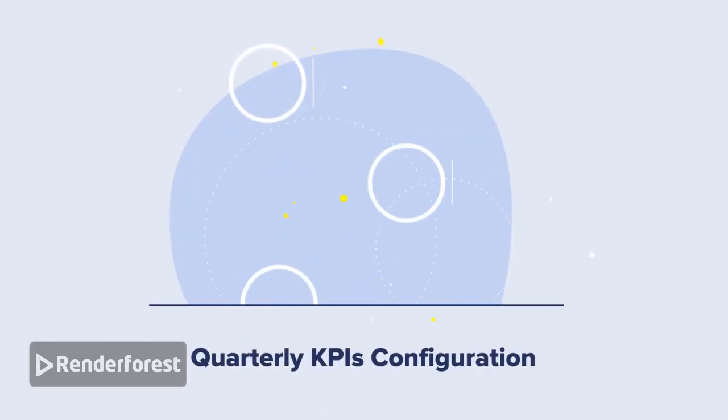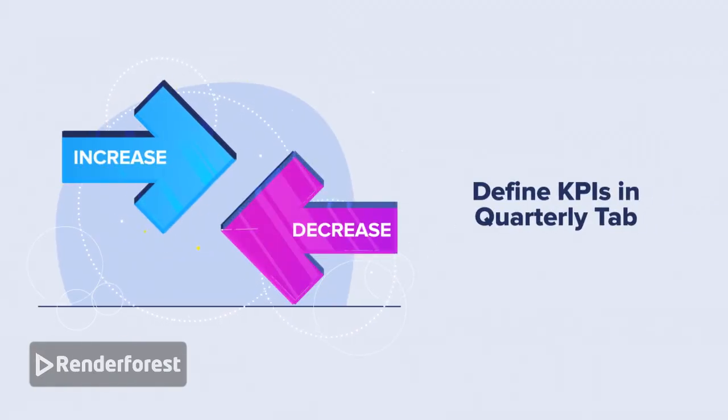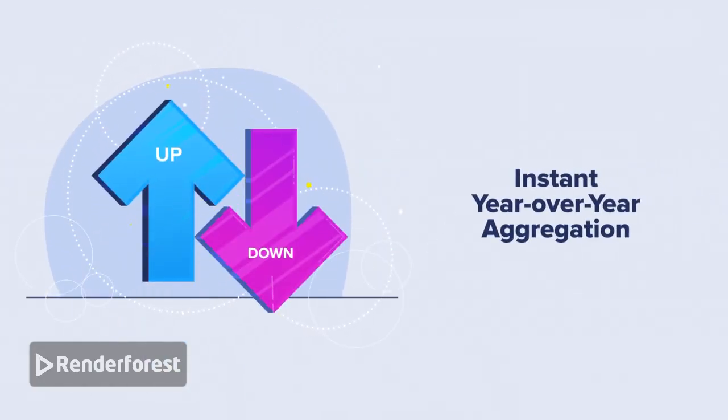Quarterly KPIs configuration. Switch to Quarterly tab. Define KPIs similarly with baseline, target. Input Q1 to Q4 values, instant aggregation for year-over-year views.